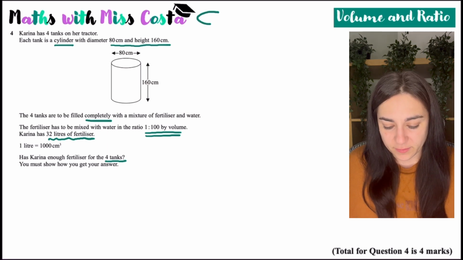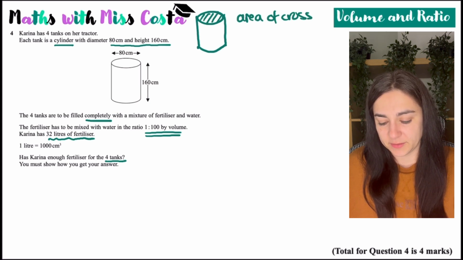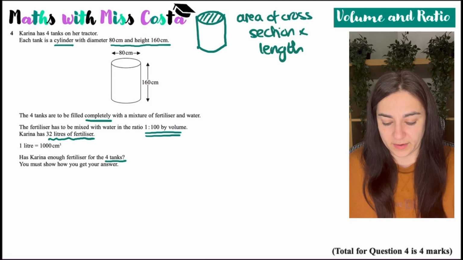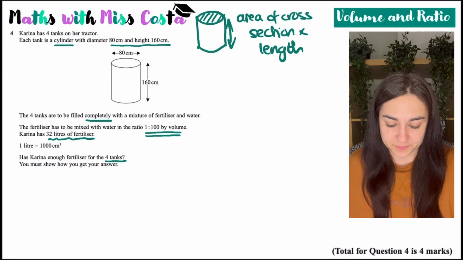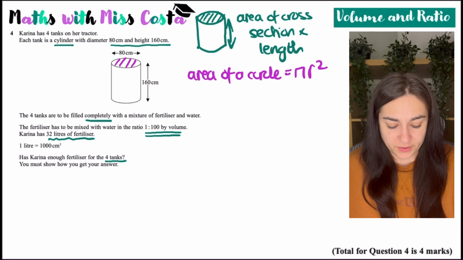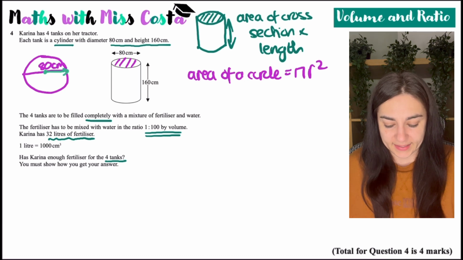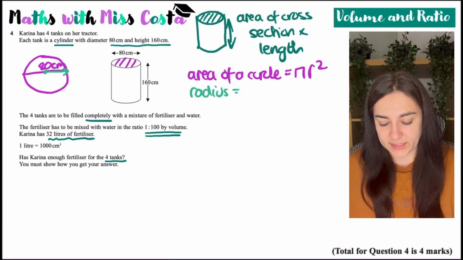So how do I work out the volume of a cylinder? Well, to work out the volume of any prism, what you want to do is work out the area of the cross section, and you multiply that by the length or the height or whatever you call it, the bit that isn't involved in the area of the cross section. So what's the area of this cross section here? That's a circle. The formula for the area of a circle is pi r squared. So I know that the diameter of this circle is 80 centimetres, and a diameter is 2 lots of the radius, so therefore the radius must be 40 centimetres.